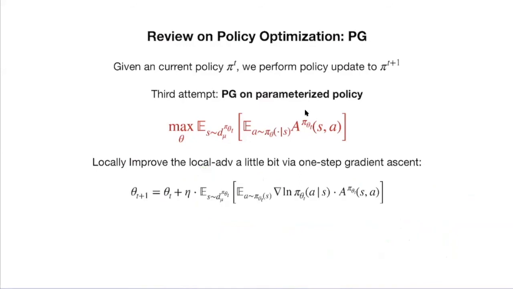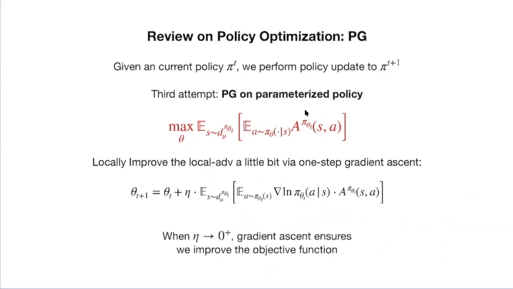So let's just do a one-step gradient update. And when eta is small, we are making a very conservative update on the parameters. In the extreme case, when eta is infinitesimally small, gradient ascent ensures that we improve the objective function. That's just the property of the gradient ascent algorithm.